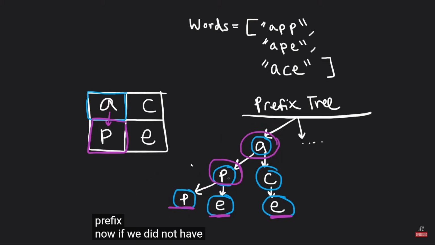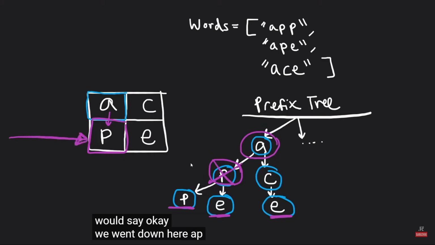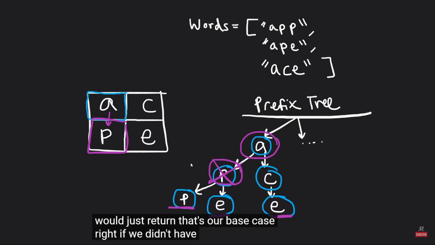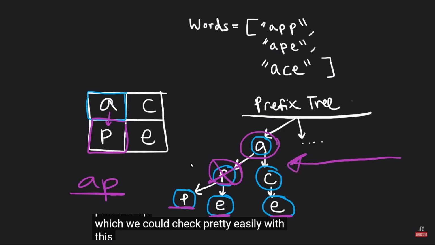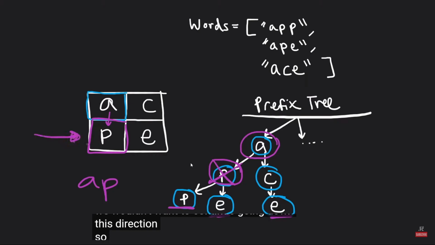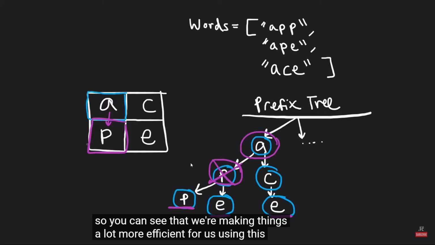Now, if we did not have a P, then we would say, okay, we went down here, AP, we don't have any words that start with AP, so in that case, we would just return. That's our base case. If we didn't have any words with a prefix of AP, which we could check pretty easily with this prefix tree, we wouldn't want to continue going down this direction. So you can see that we're making things a lot more efficient for us using this trie.